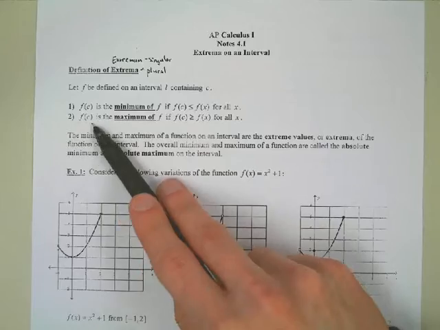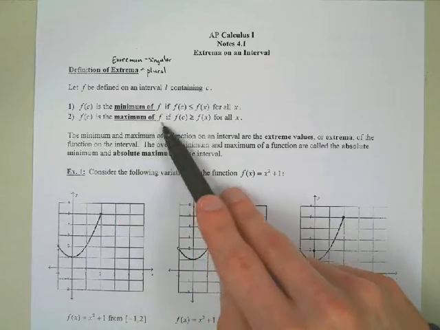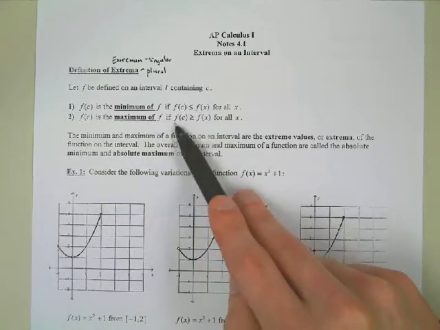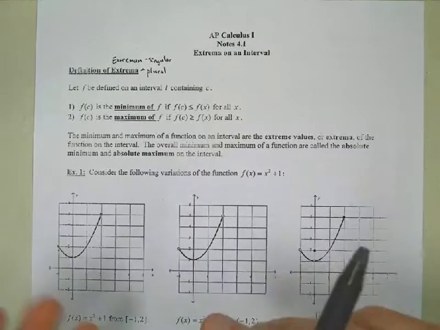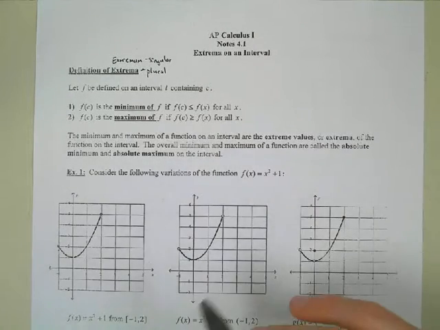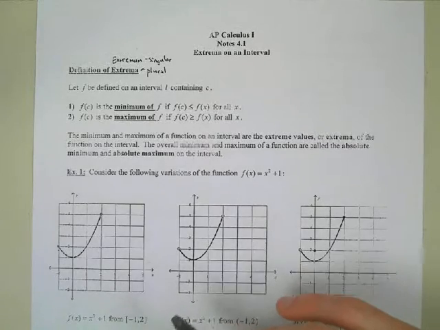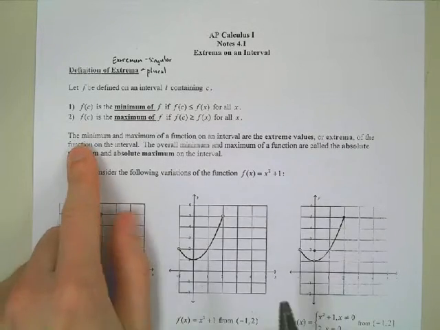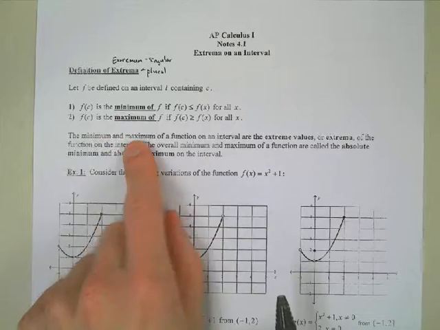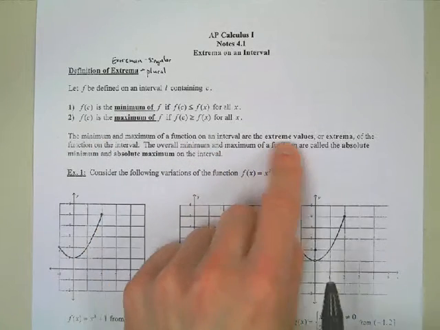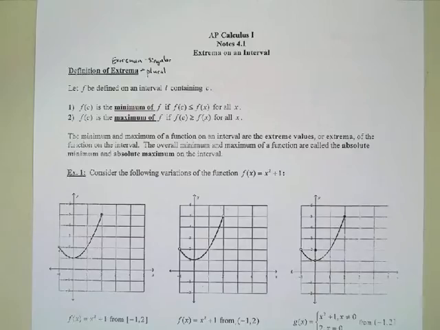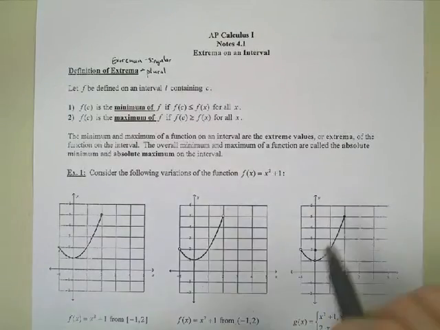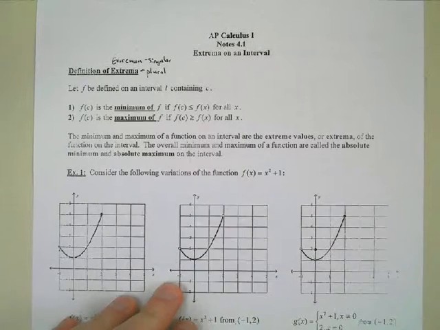f of c is the maximum of f, the maximum value, if f of c is greater than or equal to f of x for all x. So it's like, okay, duh. The lowest point we call the minimum, the highest point we call the maximum value. The minimum and maximum values of a function on an interval are the extreme values, or extrema. Extreme because they go from one end of the function, the lowest, to the highest end, the extremes of the function.